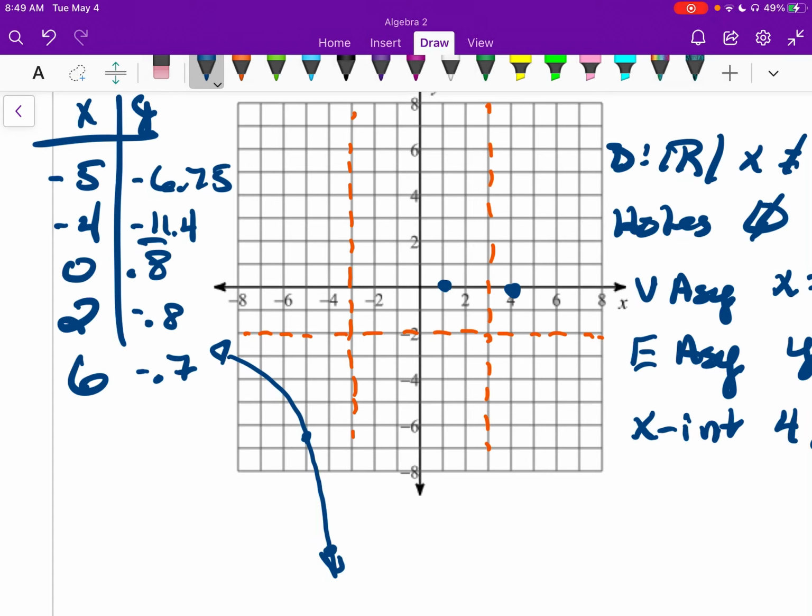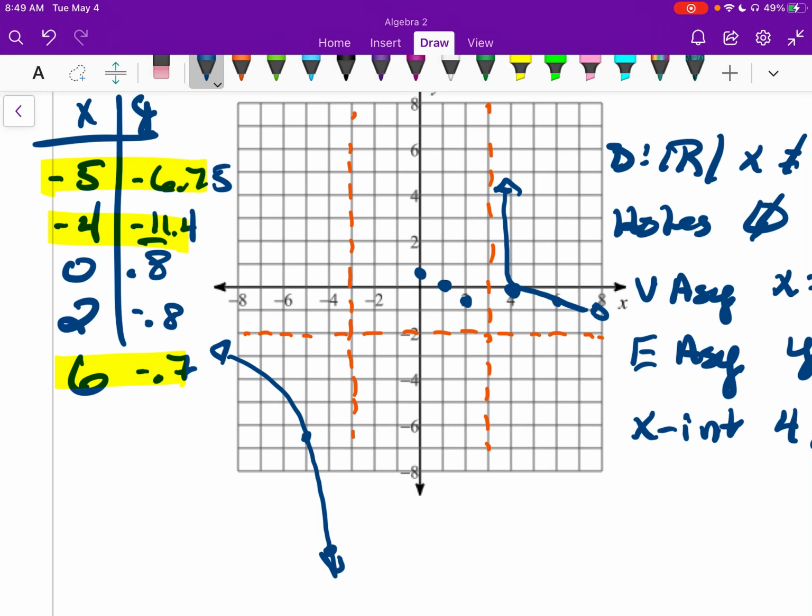Now let's switch over to the far right side and deal with it. We'll have 6, -0.7, something like that. And this one's going to do a swoop like this. Okay, so which ones have I done? I've done this one, and that one. I'm left with 0.8 and 2, -0.8.